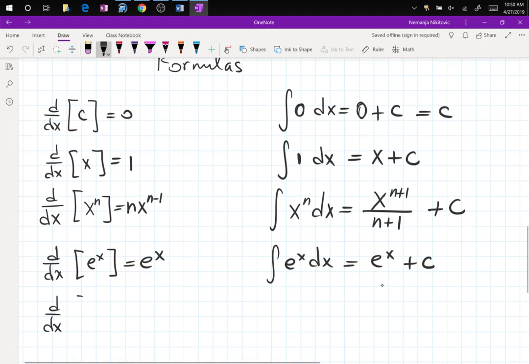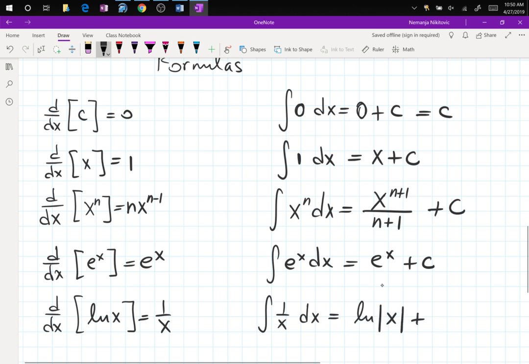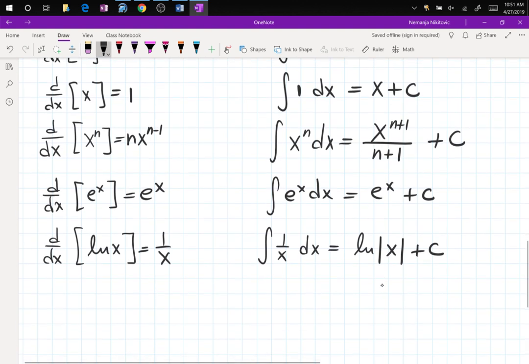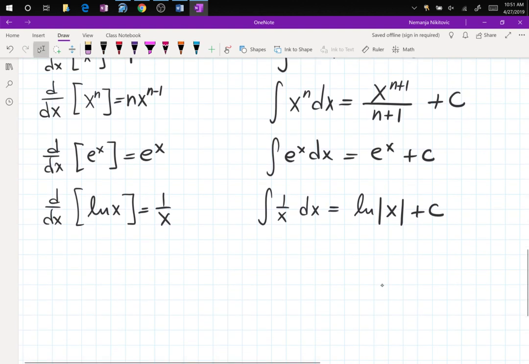What is the derivative of ln x? 1 over x. The integral of 1 over x dx is ln absolute value x plus c. You have to put this absolute value. I will explain that in a second. I just need to write all of this out. I'm going to now write 6 trigonometric ones and a single inverse.